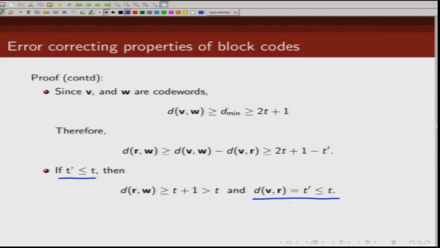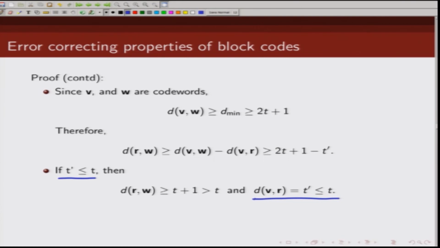What does it mean? It means that the received code word is closer to v than any other code word w. So, what will your maximum likelihood decoder for binary symmetric channel decide in favor of? It will decide in favor of v. So, you will correctly decode this received sequence to be v, which was our transmitted code word. So, you will not make an error.